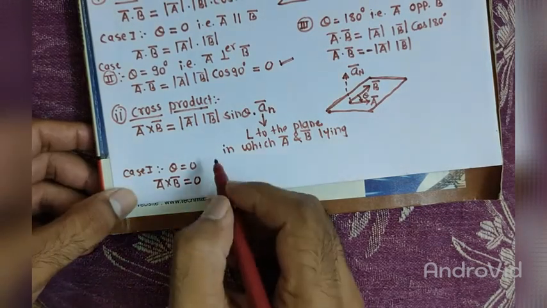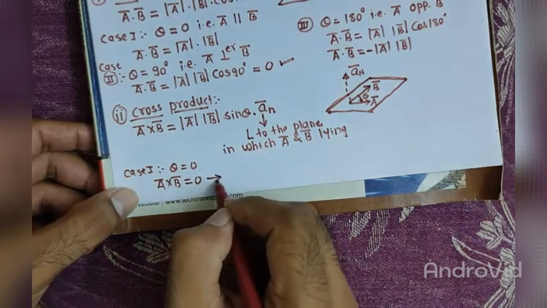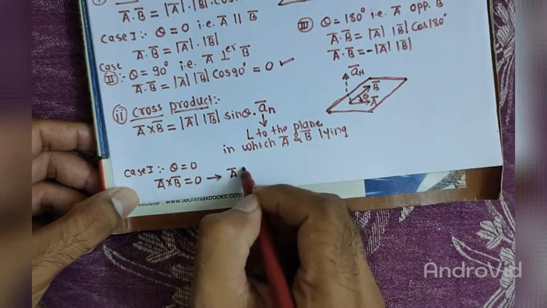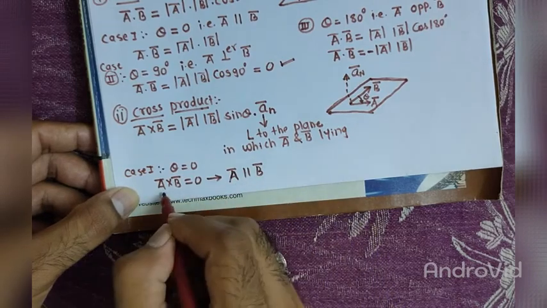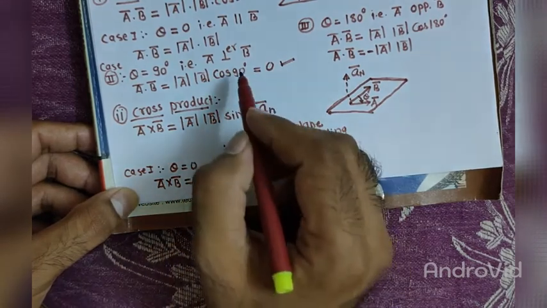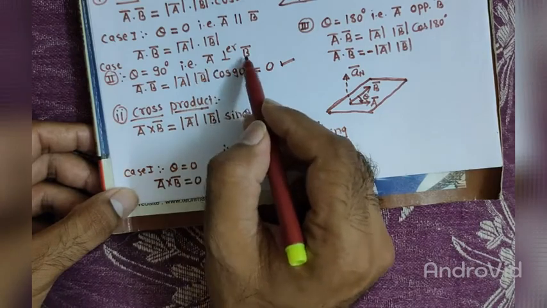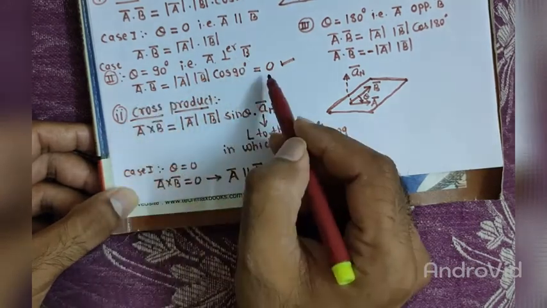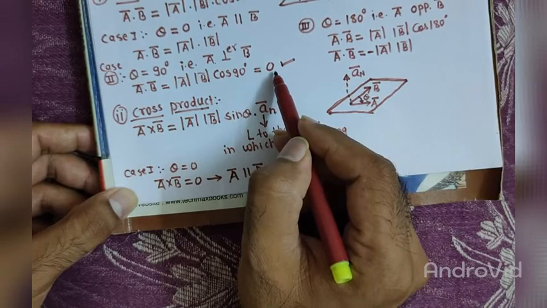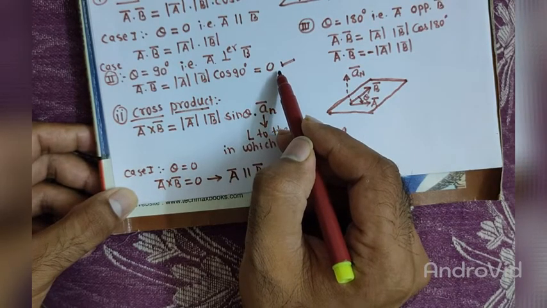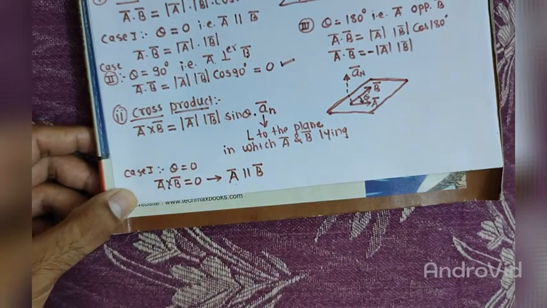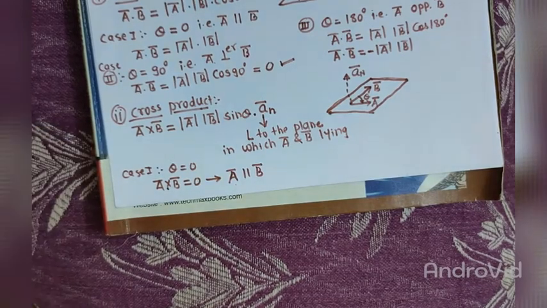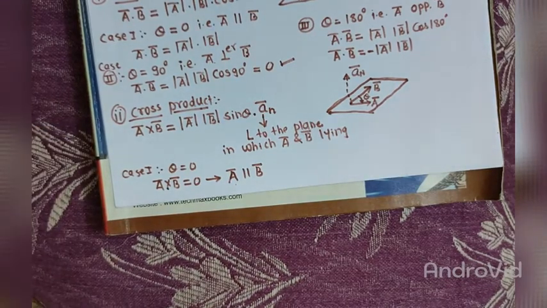So always keep it in your mind, this condition happens when A bar is parallel to B bar. And what did we write here? When two vectors are perpendicular to each other, then their dot product is 0. So if the dot product is 0, it means two vectors are perpendicular to each other, and if the cross product is 0, it means two vectors are parallel to each other. Okay, so this is the case related to the cross product one should know.